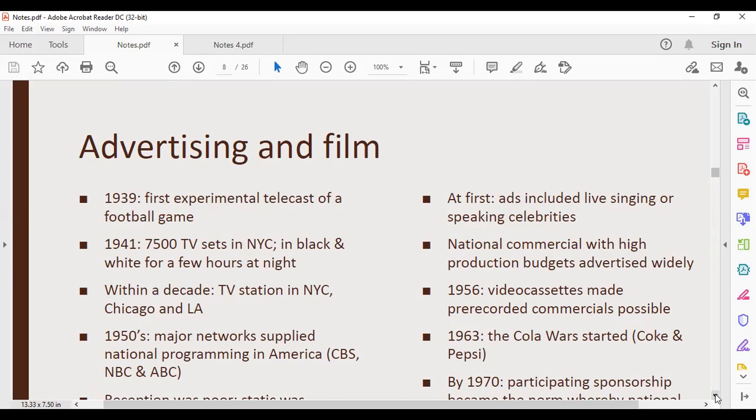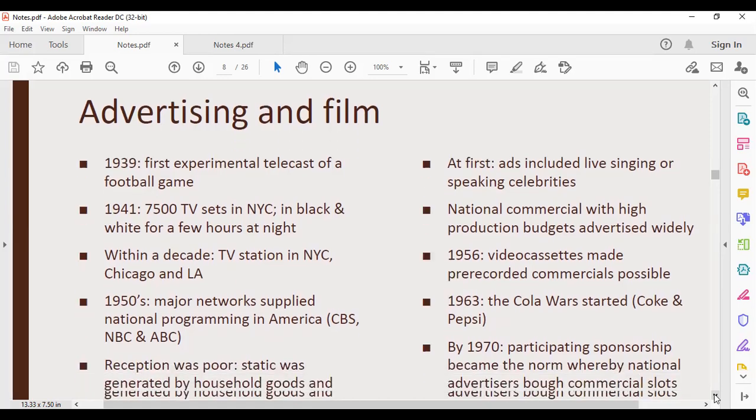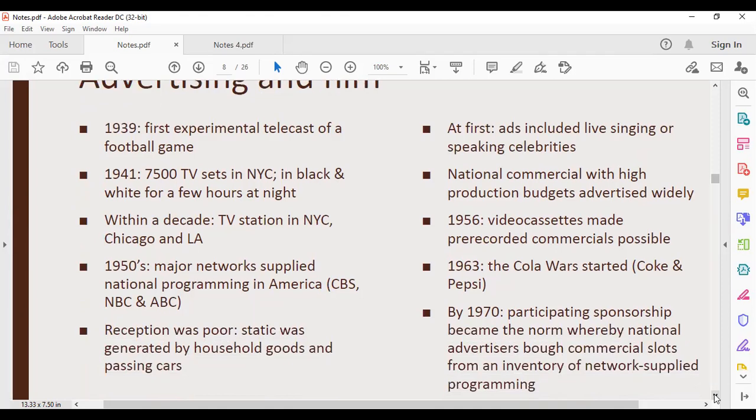Then in 1950, major networks supplied national programming in America. These are media companies: CBS, NBC, and ABC. At first, the reception was poor. Static was generated by household goods and passing cars.